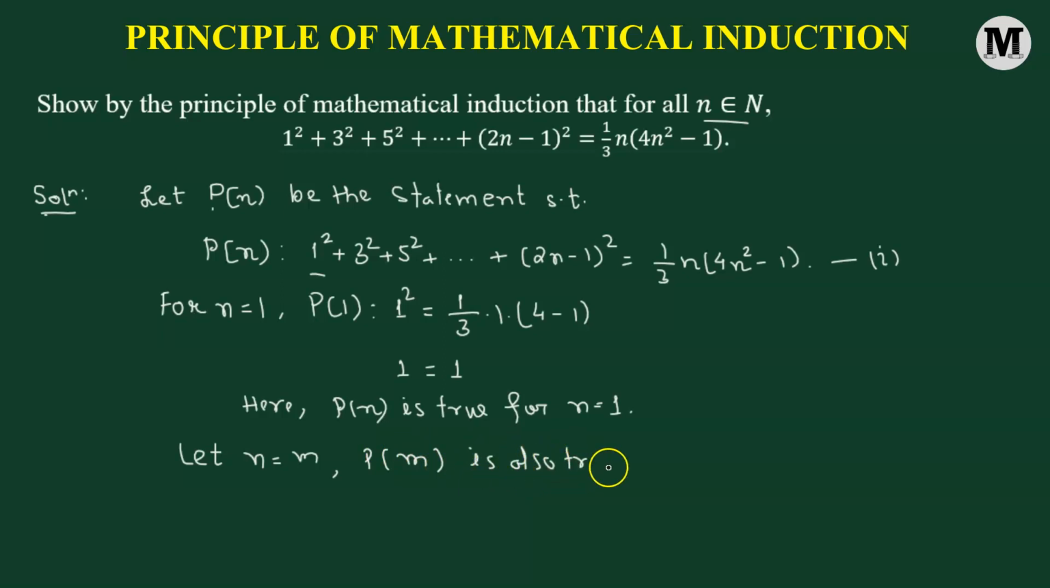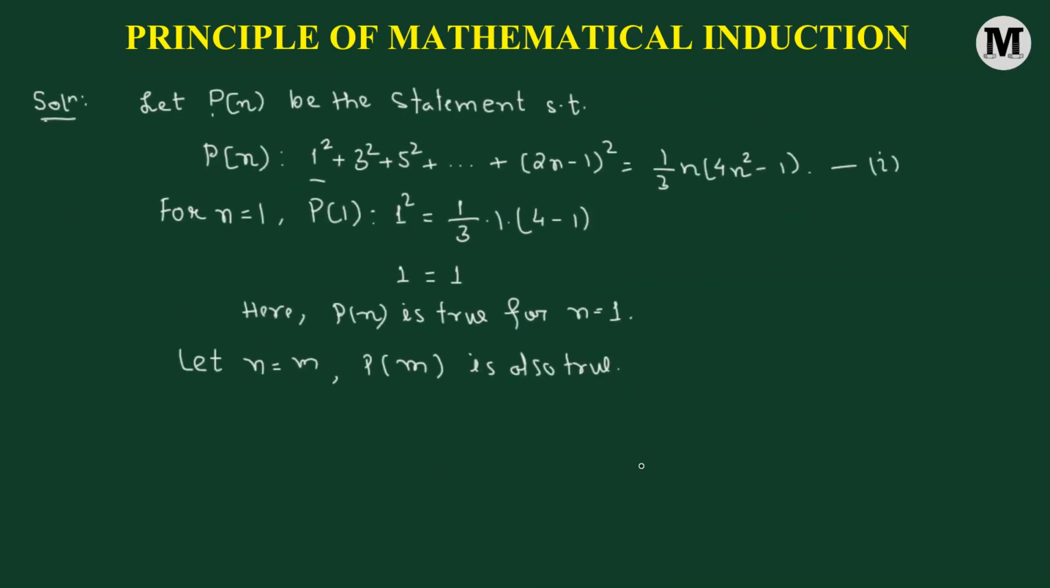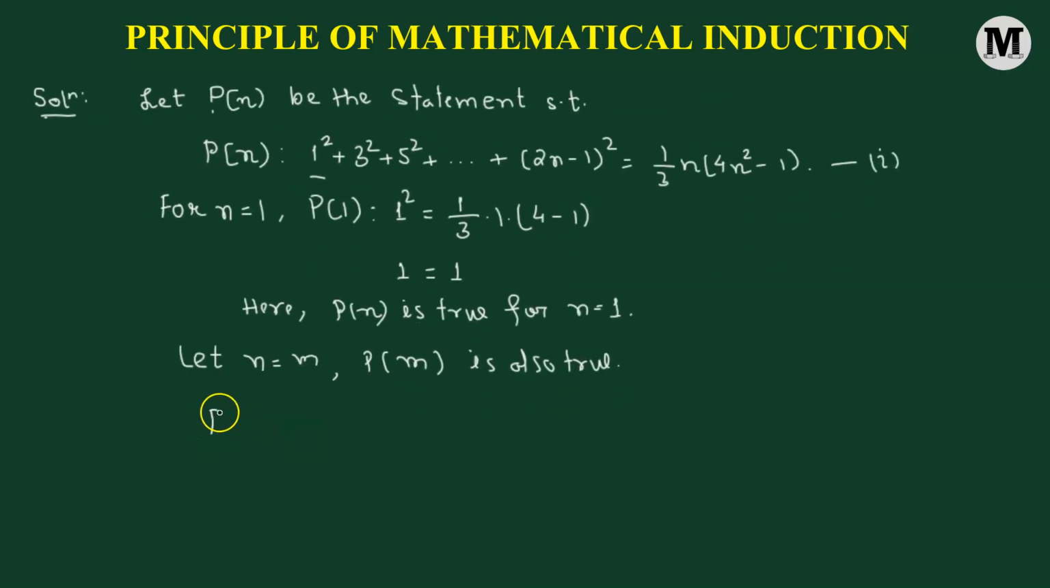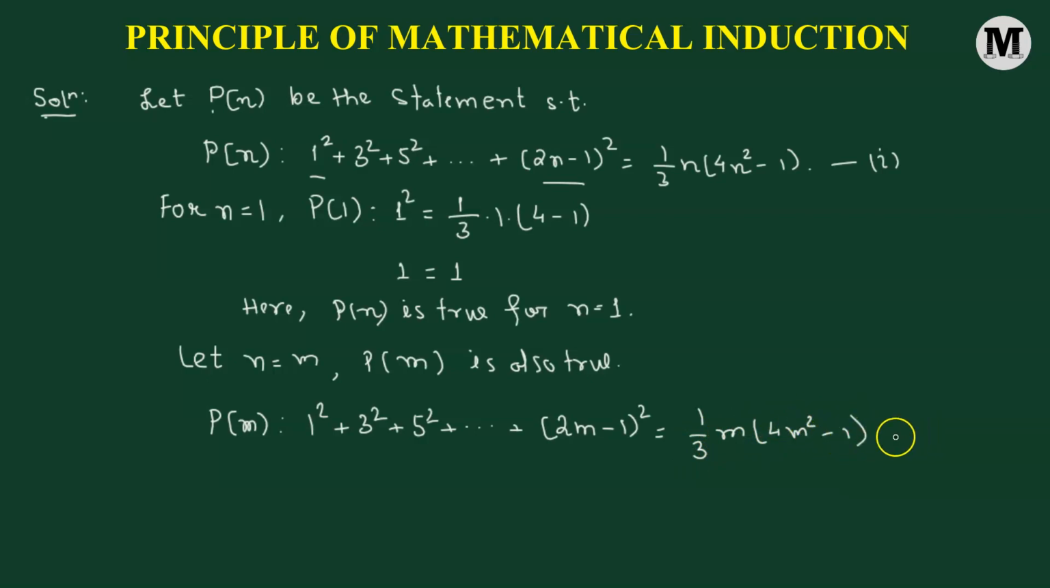This statement is also true, which means that we can now rewrite statement number 1 as P of m such that we have 1 squared plus 3 squared plus 5 squared. So this sum goes all the way up to the last term. Now instead of 2n minus 1, which we have in the original statement, we replace the n with m. We get 2m minus 1 whole squared. Similarly, on the right hand side, we get 1 over 3 times m multiplied by 4 times m squared minus 1. Fine. We're going to name this as statement number 2.